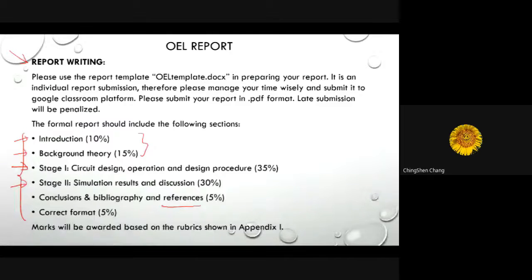And the format: if you follow the OEL template, you will get a free 5%. Correct format means that if you have a table or a figure, you need to label the figure and the table properly: Figure 1, Figure 2, Figure 3. Don't just put in a figure and write 'refer to figure below'. That one will not get the 5%.